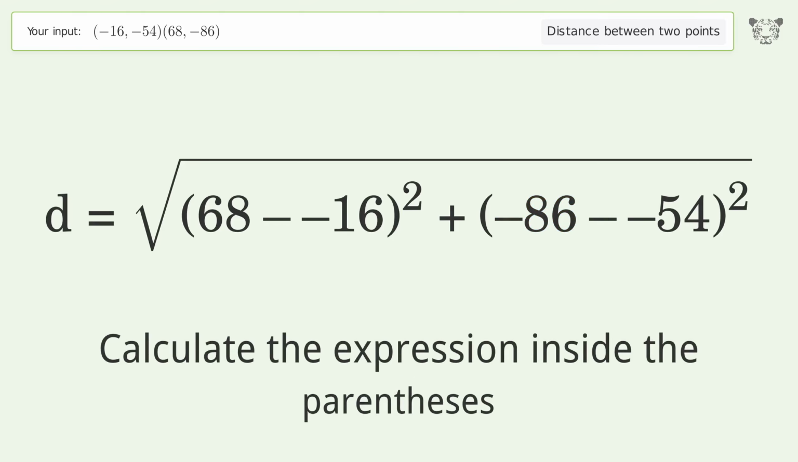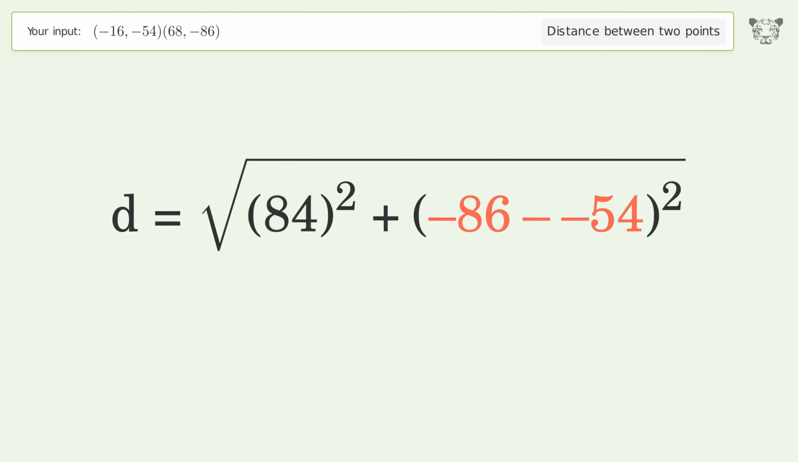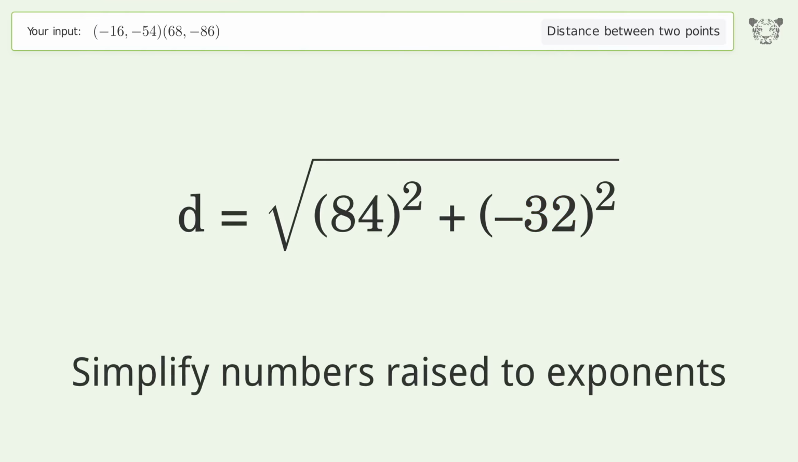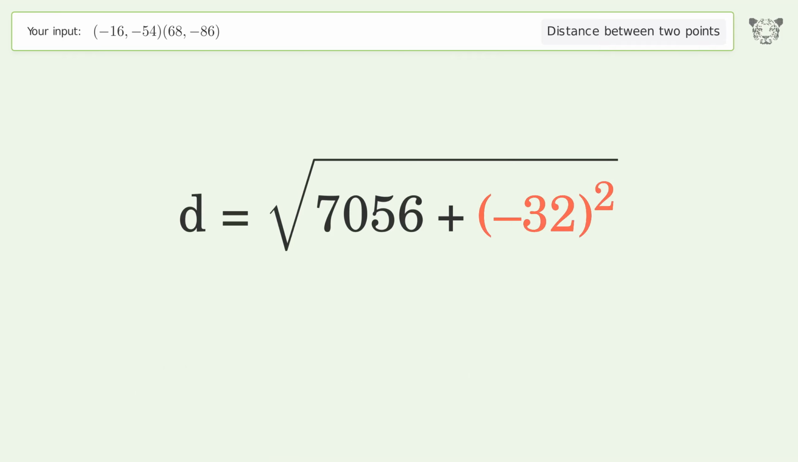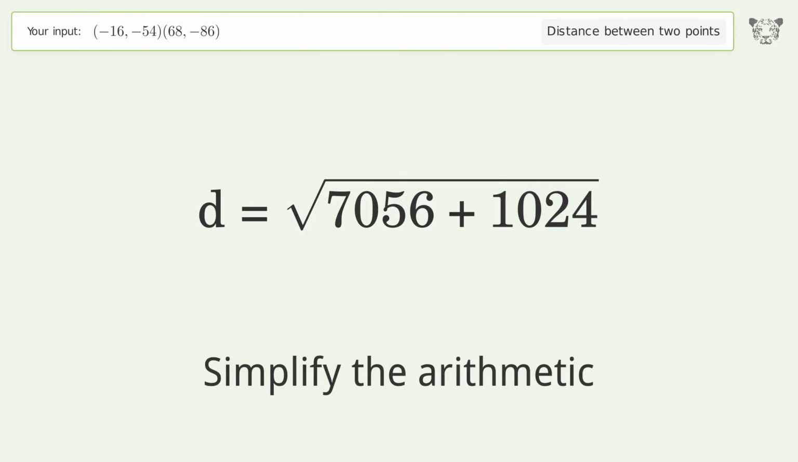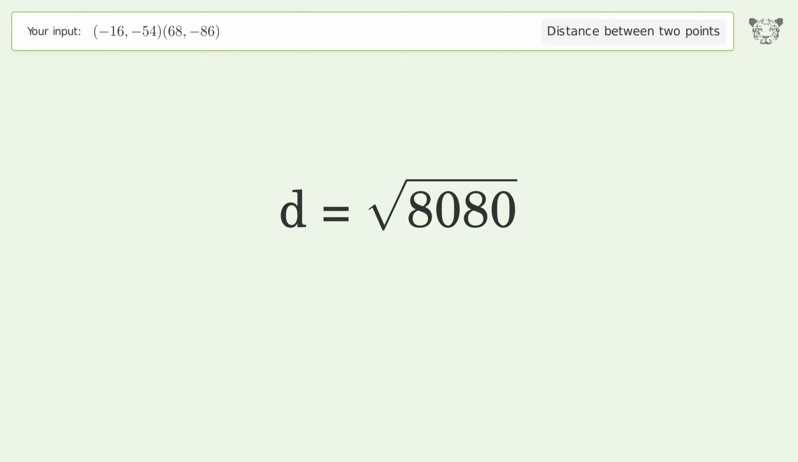Calculate the expression inside the parentheses. Simplify numbers raised to exponents. Simplify the arithmetic. And so the distance between the 2 points is the square root of 8080, or 89.889.